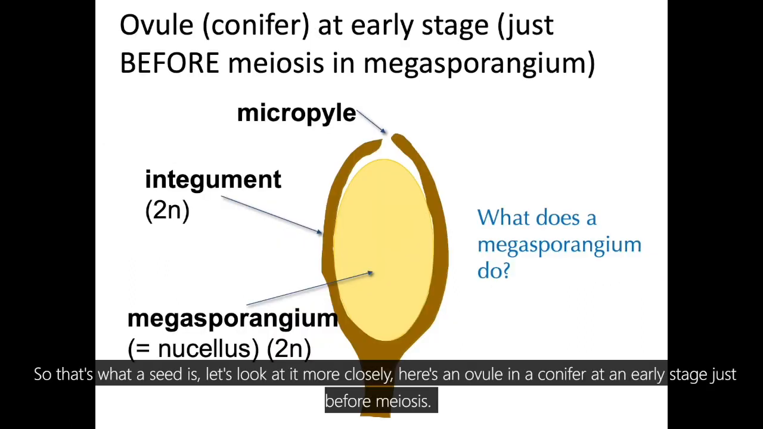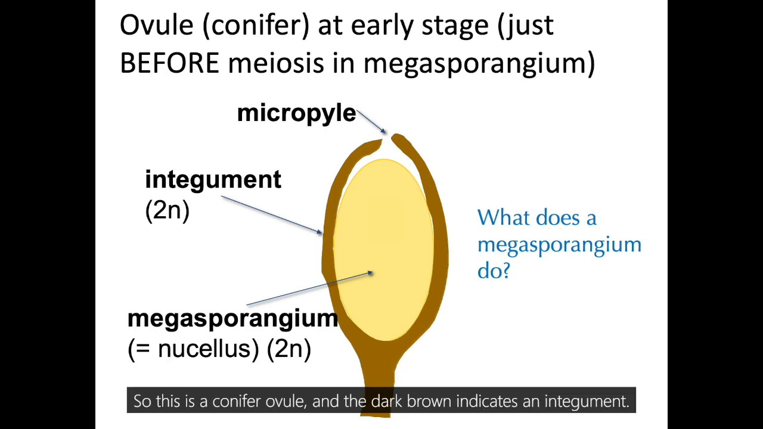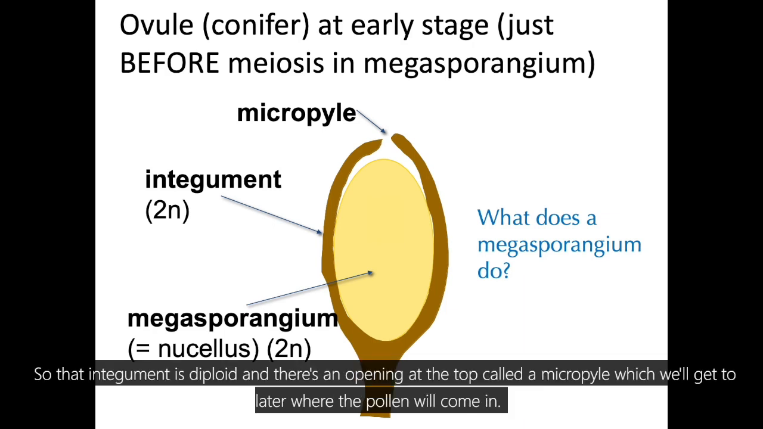Here's an ovule in a conifer at an early stage just before meiosis. And as you know, this meiosis will occur in the megasporangium because this is meiosis on the female side of things. So this is a conifer ovule, and the dark brown indicates an integument. That's the outermost material, and that's from the mother plant. That's from the parent plant. So that integument is diploid.